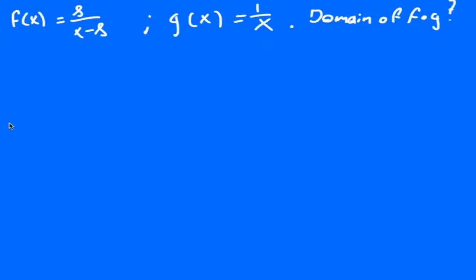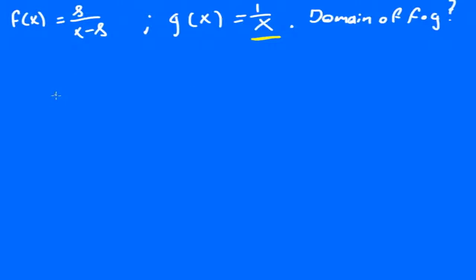We're given f of x equals 8 over x minus 8 and g of x equals 1 over x, and we're asked to find the domain of f∘g, which is f of g, right? So what we want to do first is find the domain of g of x, which is 1 over x.